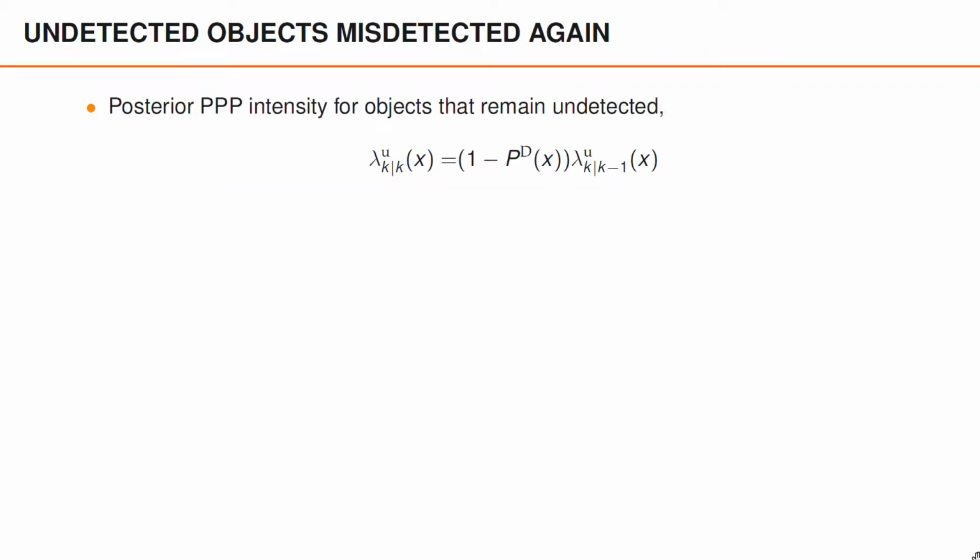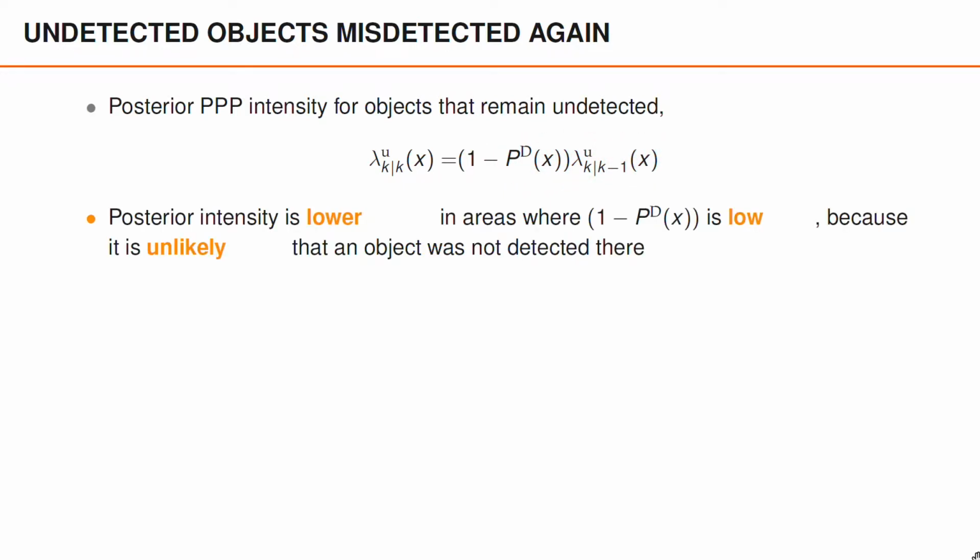Let's begin with the undetected objects that are misdetected again. The posterior Poisson point process intensity for objects that remain undetected is equal to the probability of misdetection, 1 minus the probability of detection, times the prior intensity. So what this equation means is that the posterior intensity is going to be lower in areas where the probability of misdetection is low because it's unlikely that an object was not detected there. And similarly, the posterior intensity is going to be higher in areas where the probability of misdetection is high because it's likely that an object was not detected there.